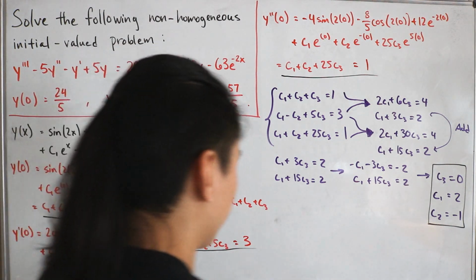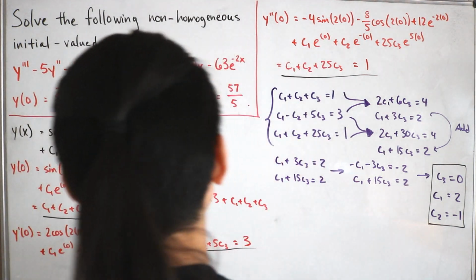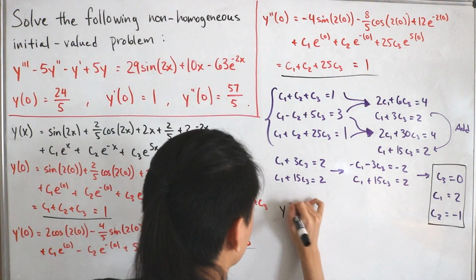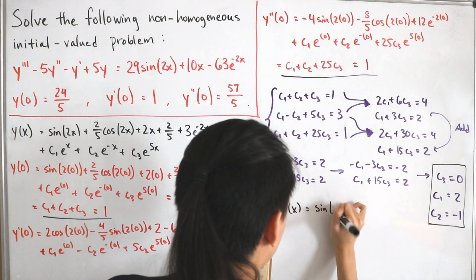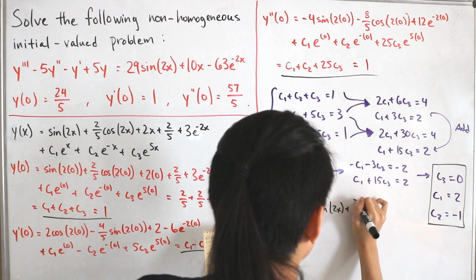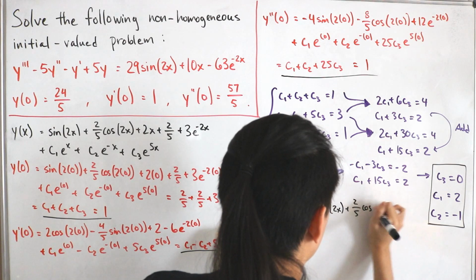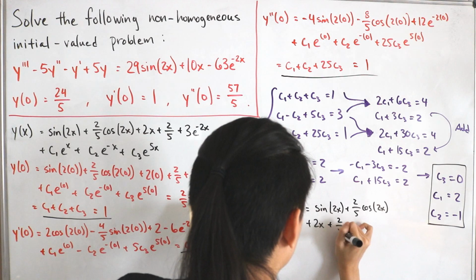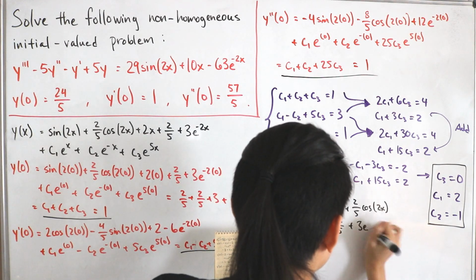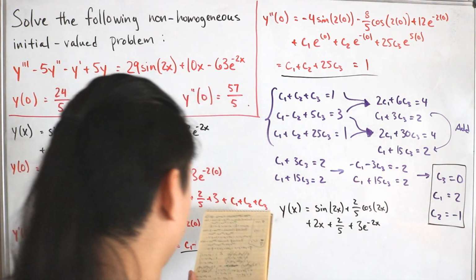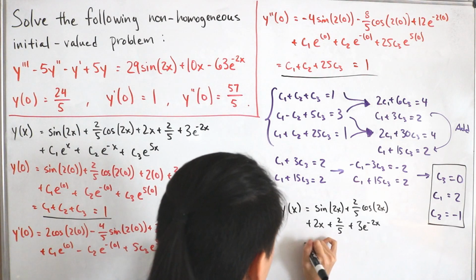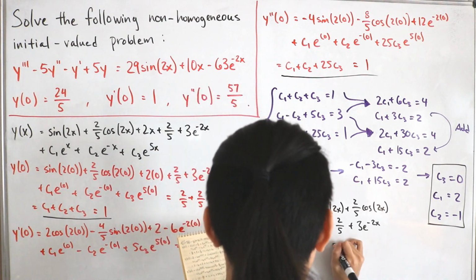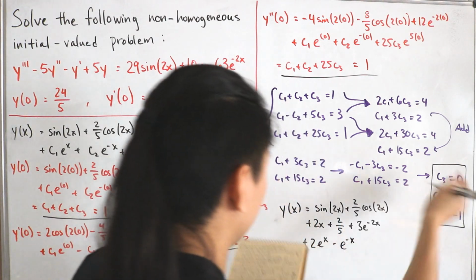So our final solution, the general solution with all the coefficients solved for, is that y of x is equal to sine of 2x. Add this with 2 over 5 cosine of 2x, then plus 3 times e to the negative 2x. Now add everything with the coefficients we just solved for. So C1, that's going to be plus 2 times e to the power x, and then minus e to the negative x, and then plug in 0, which is 0.